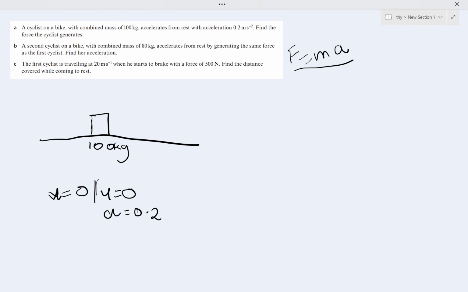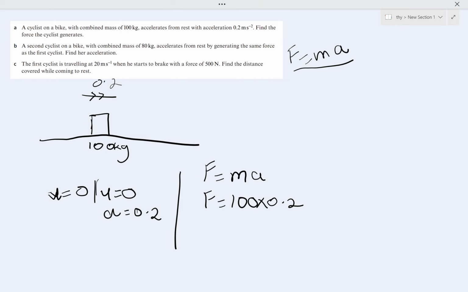They're asking for the force that the cyclist generates. We've said before, force is equal to mass times acceleration. So we're looking for the force. The force will be equal to the mass of the cyclist, 100 kilograms, times their acceleration, 0.2. What's 100 times 0.2? That's just 20. So the force is 20, and force is measured in newtons, so we'll say 20 newtons.